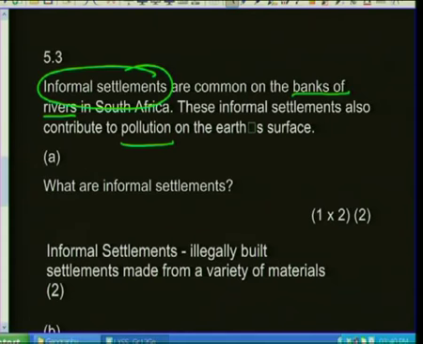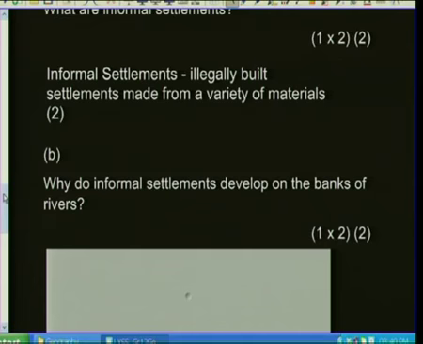illegally built settlements made from a variety of materials. Generally speaking, the people living in those settlements don't own the land upon which the settlement is built. It belongs to somebody else. But because it's open, they take the opportunity and they build there because that's the only place they've got to go. Coming out of that, why do informal settlements develop on the banks of rivers?